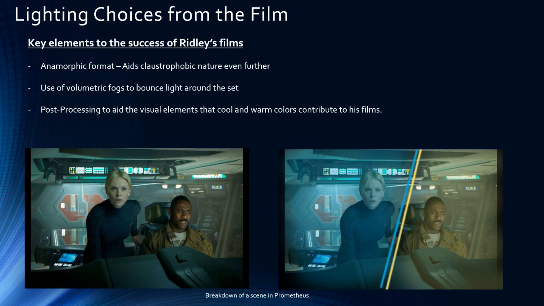So for the film, Ridley Scott loves to always follow certain formats. One of them is the anamorphic format, which is the black bars above and below the film, and this aids the claustrophobic nature that Alien really tries to push for because of the horror factor. They also use a bunch of volumetric fogs and just fogs in their sets to allow the lights to bounce around even more.